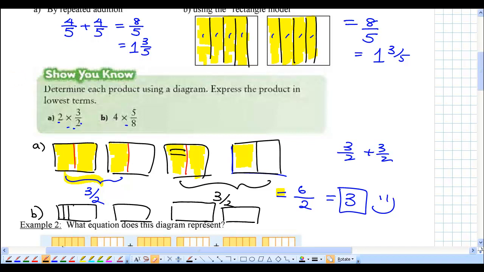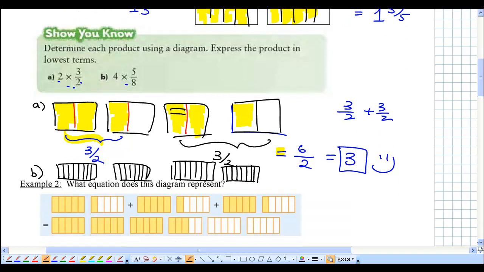1, 2, 3, 4, 5, 6, 7, 8. I feel like I'm doing aerobics exercise. Okay, keep going, and I'm going to ask you to decide how many you should shade in now.